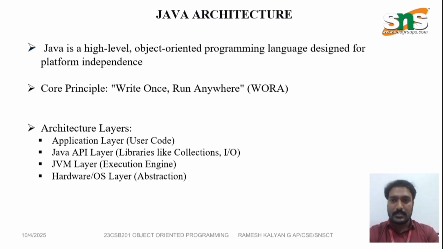The second one is the Java API layer. This contains libraries like collections and input output functions. The next one is the JVM layer, called the Java virtual machine layer. This is used for the execution purpose, and it is also called the execution engine. The next one is the hardware or OS layer. This is an abstraction layer, and it mainly depends on the hardware or the OS functionalities.